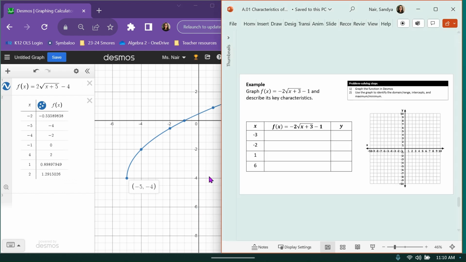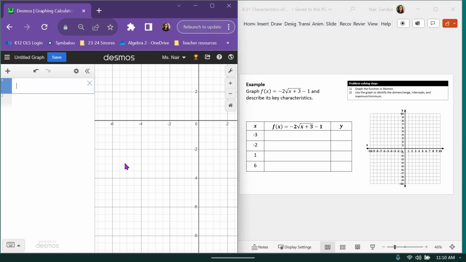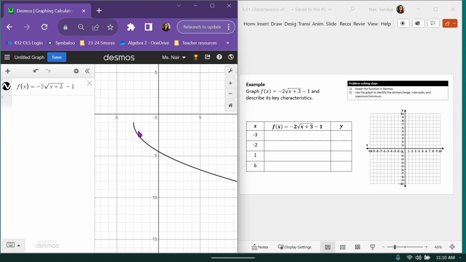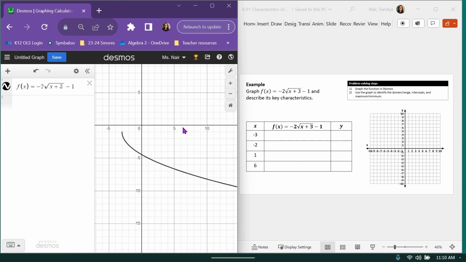So let's try this square root function because this is going to look a little bit different than the ones we've done. So if we go ahead and type this in, we have f of x equals -2, and then we have square root x plus 3, and then we're going to arrow out or click out of that to type -1. Okay, so make sure that -1 is on the outside. So notice that this square root function is kind of like upside down compared to the ones that we've seen before. Okay, and that's because we have that negative in front.